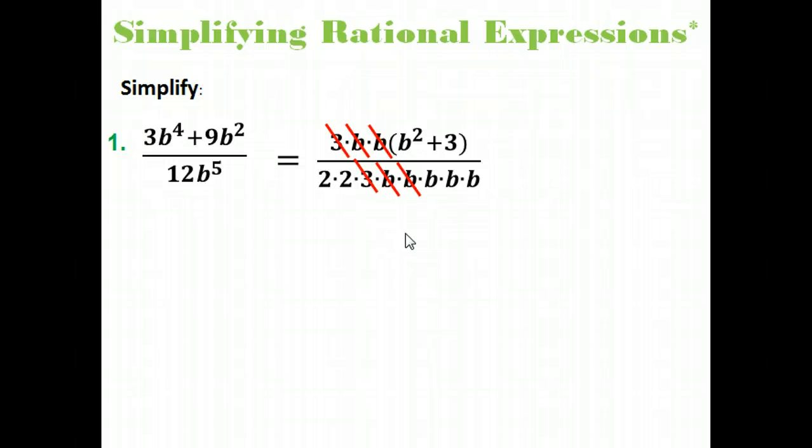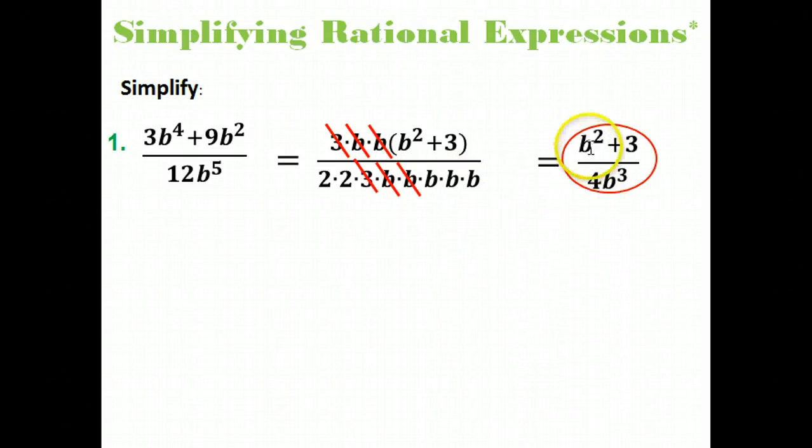Okay, now I just pretty much write whatever's left. Up top I'm left with b squared plus 3. That'll remain up top. And on bottom I've got 2 times 2, which gives me 4. And I'm left with 3 b's on the bottom, so I just simply write that out. So I've got b squared plus 3 divided by 4b cubed. And that would be my answer.